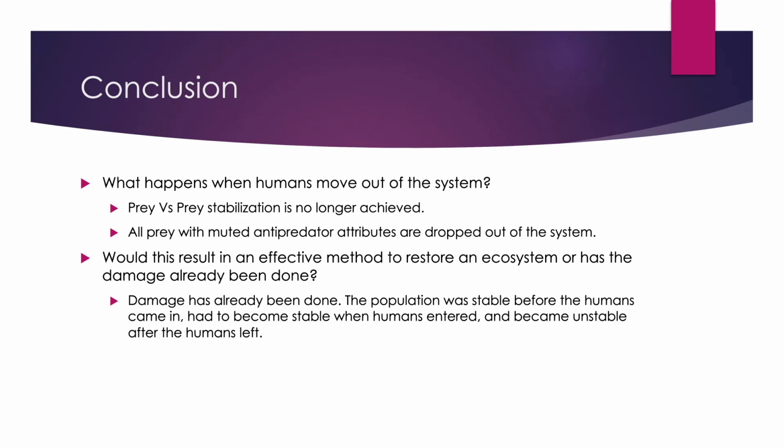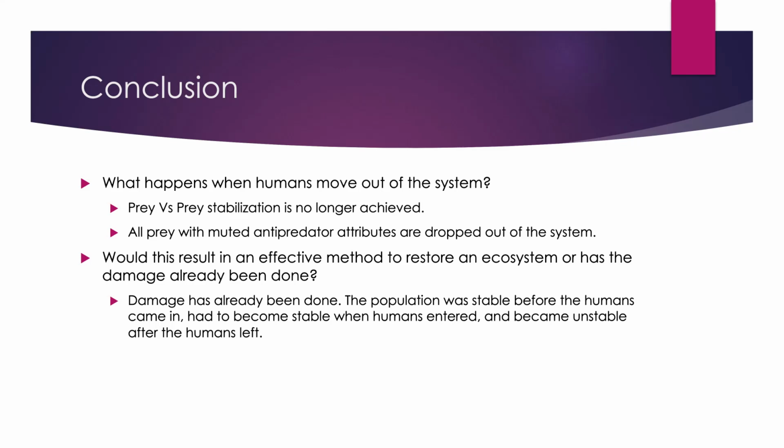In conclusion, from what we can see within those graphs, when humans move out of the system, prey and predator stabilization was no longer achieved, and all prey with muted anti-predator attributes dropped out of the system, almost immediately. Would this result in an effective method to restore an ecosystem, or has the damage already been done? As we can see, the damage has already been done.